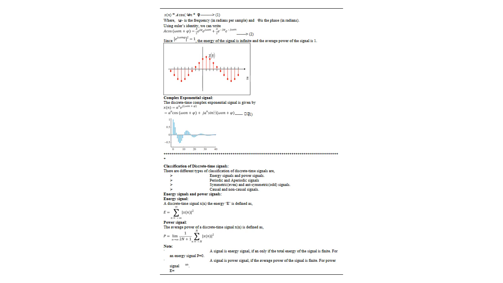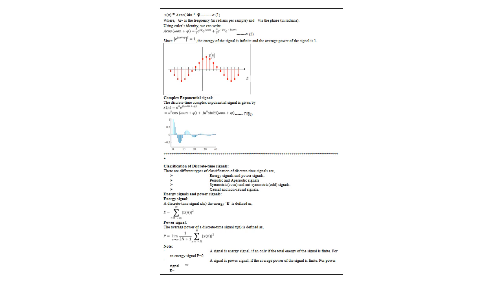Okay, so next thing will be the classification of discrete time signals. There are 4 different types of classification: energy signals and power signals, periodic and aperiodic, symmetric and anti-symmetric, that is, even and odd signals, and causal and non-causal. So first thing will be the energy signal and power signal.